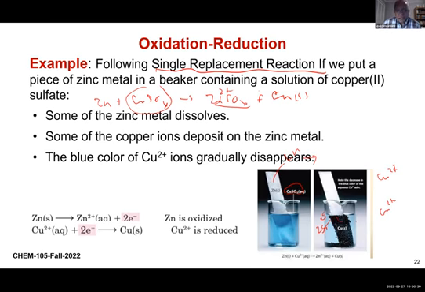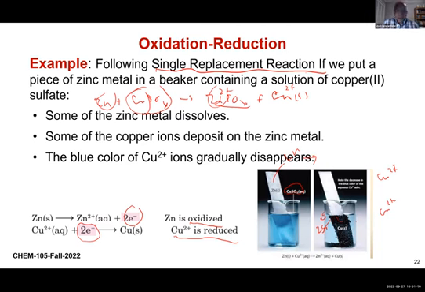The blue color of copper 2+ ions gradually disappears as the copper is deposited on the zinc. So we can write down oxidation. Zinc is oxidized. Copper is reduced. So there are 2 electrons transferred between these 2 metals. In this case, zinc becomes zinc 2+, copper becomes copper 2+ here. So this is an example of a redox reaction, single displacement reaction.